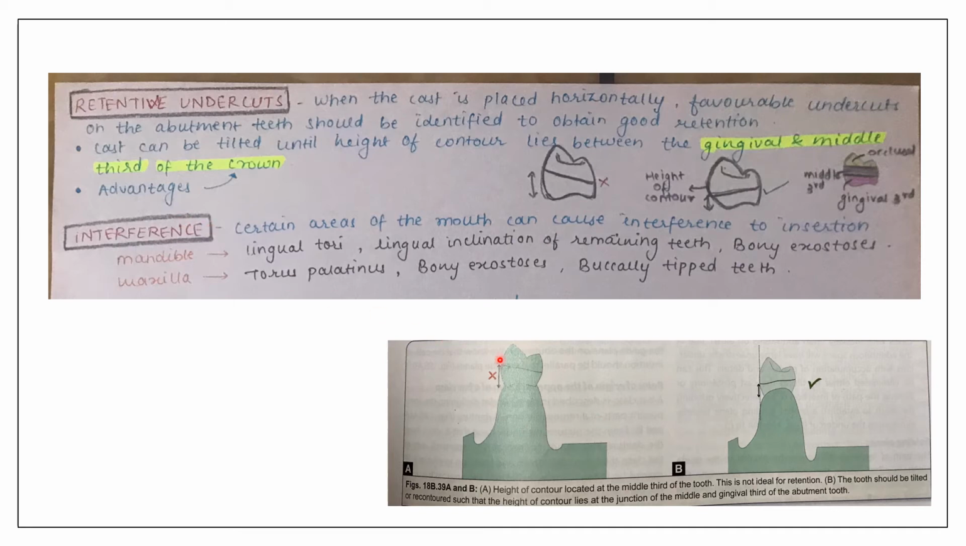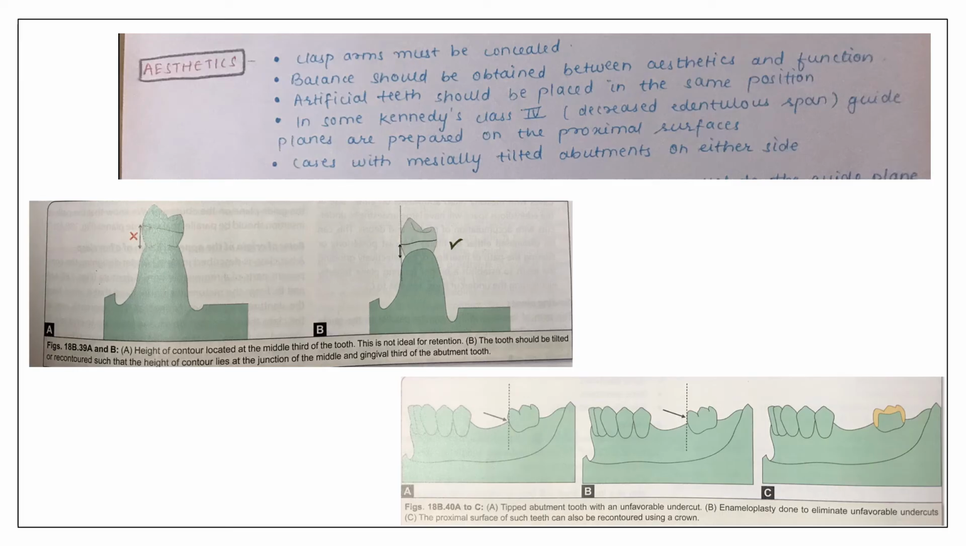Now in this diagram, as I have said, the height of contour is at the middle third of the crown. Here, it is between the gingival and the middle third of the crown. And about the advantages, I have talked. So the next is aesthetics.